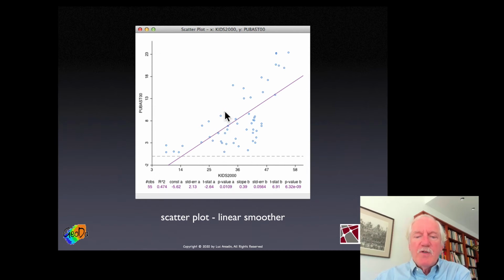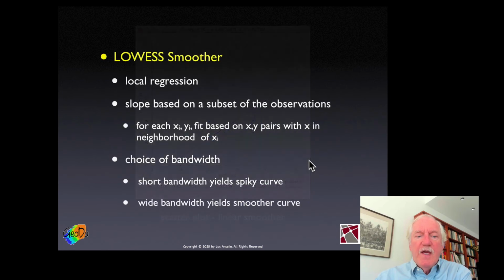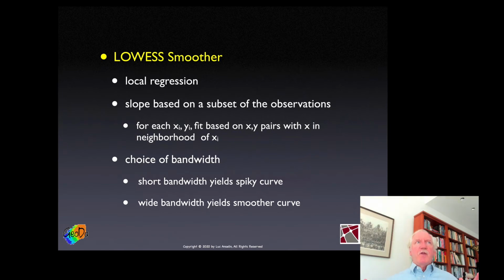Every point is an observation. The linear fit gives the overall trend through the data. I'm assuming everybody's familiar with this. Then the nonlinear smoother you may not be familiar with. So basically, a linear regression takes all the data and fits one fit to all the data.